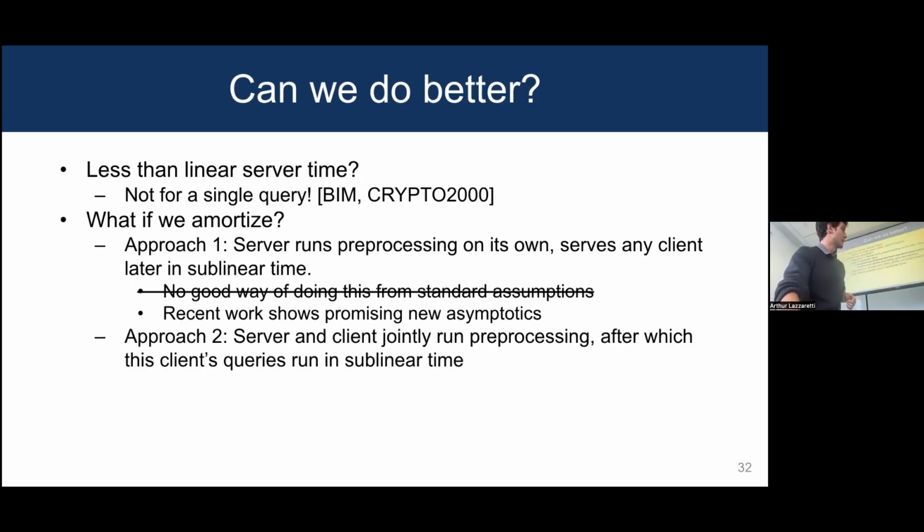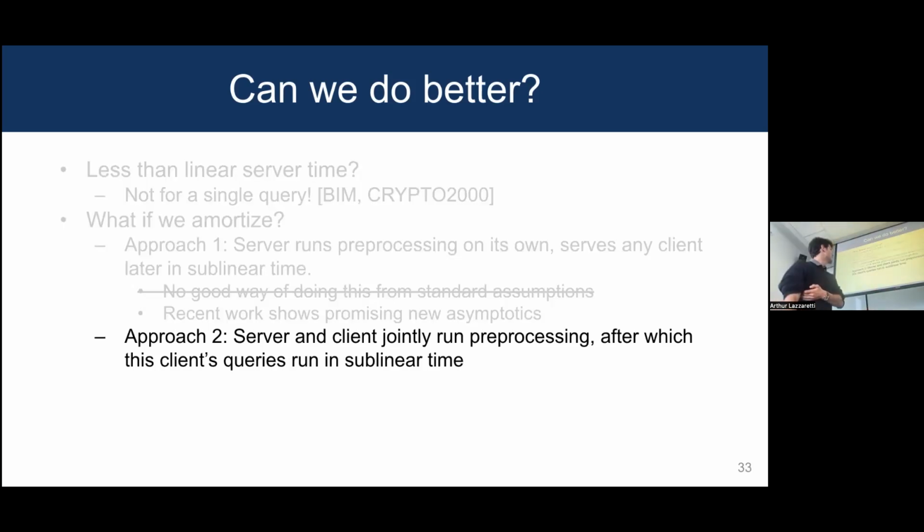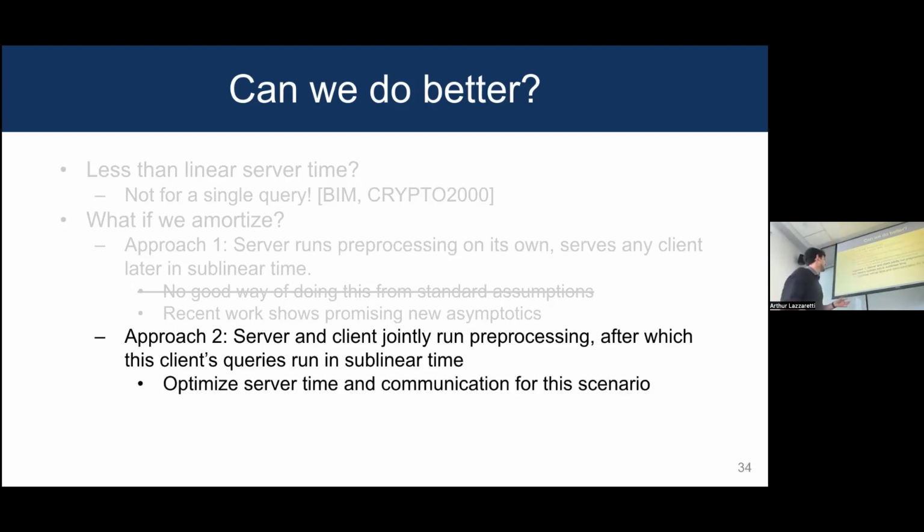Okay, and because of this, people have come up with a second approach, which is the server and the client jointly run some pre-processing, after which this client can run many queries with amortized query time. Okay, and for the purpose of this talk, we'll focus on this, because here we have some implementations, and we'll look at how to improve it and optimize hopefully server time and communication.